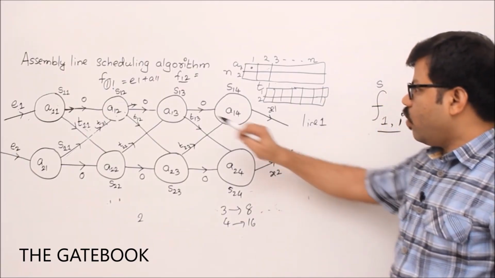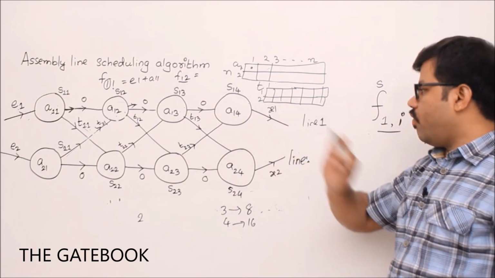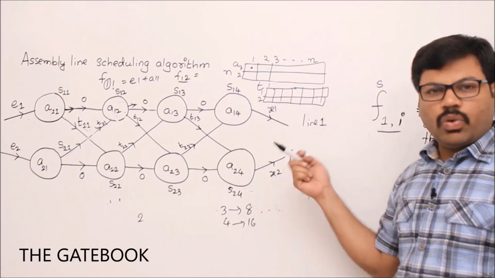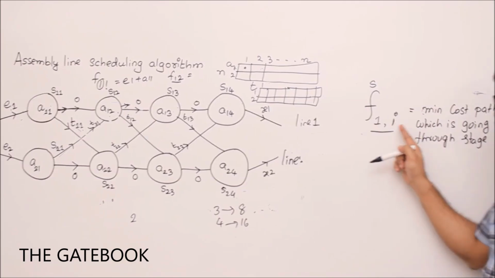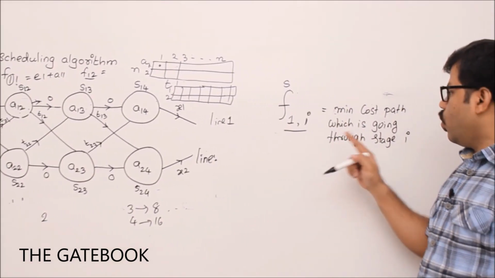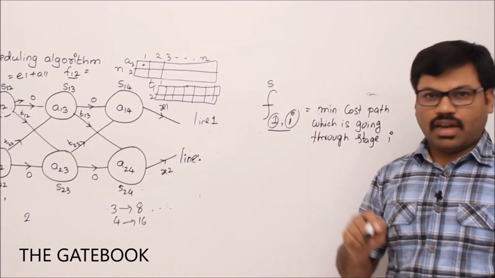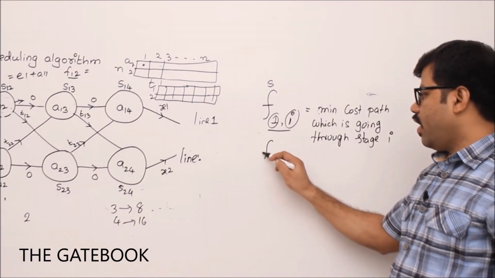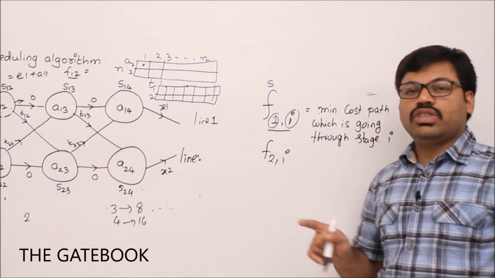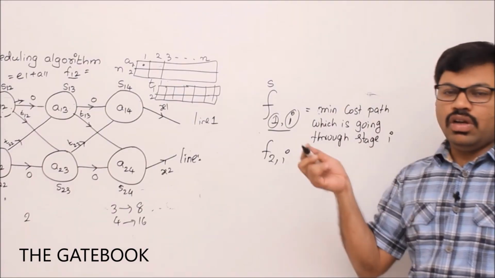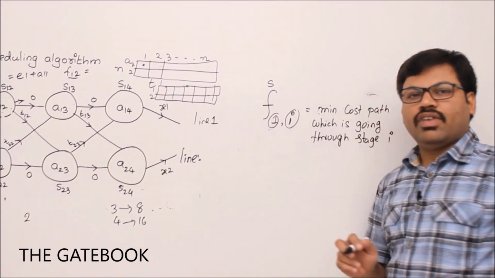In that way every node has this value. For example, here we have F13, here we have F14, here we have F24, and so on, right? Now you tell me what is F1i finally. F1i is the minimum cost path which is going through line number 1 and stage number i. Understand? Similarly we can define F2i. That is also the same: the minimum cost path which is going through stage i on line number 2. Now we are going to derive the recurrence relation for this. I will tell you why.